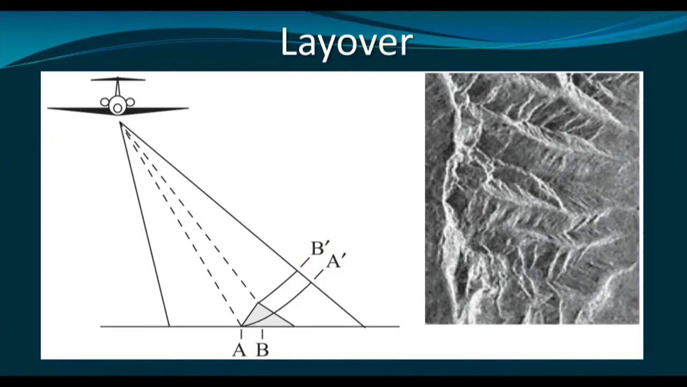And as you can see here, the surface is being illuminated from this direction, and these are the layovers. Several layovers can be seen.